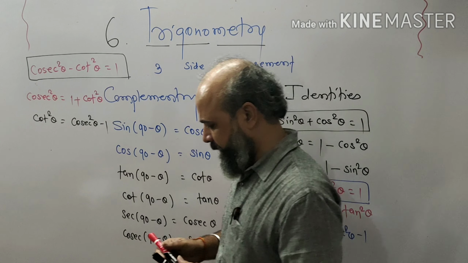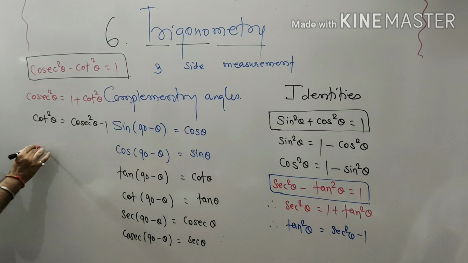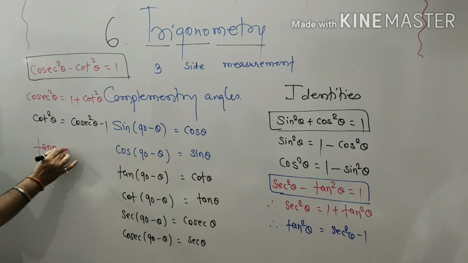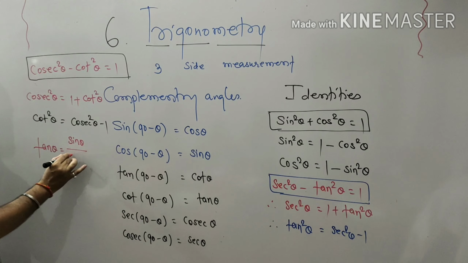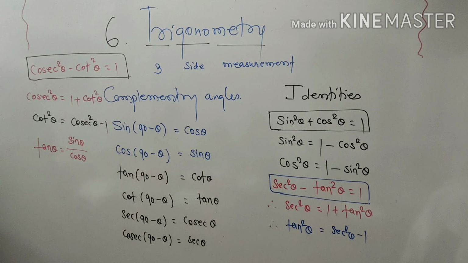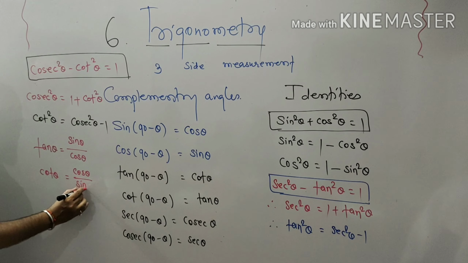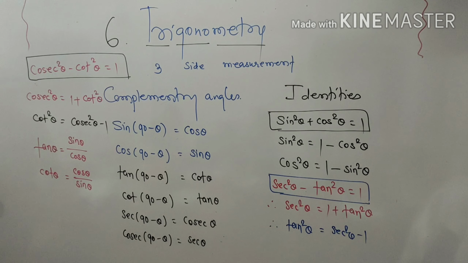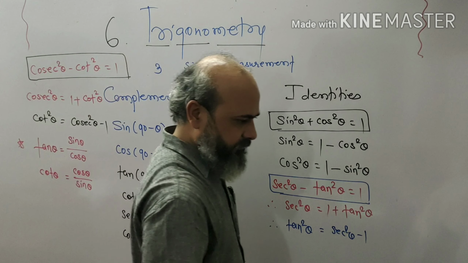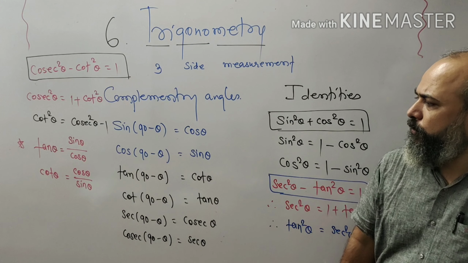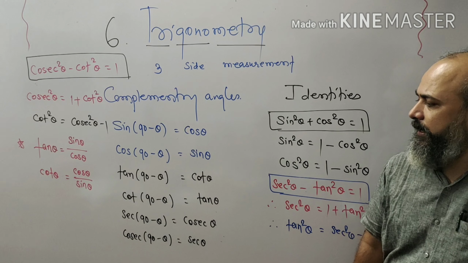Clear? Now student, remember one more thing. Tan theta can be written as sin theta upon cos theta, and cot theta can be written as the opposite of this, that is cos theta upon sin theta. Clear? This is again very important, you have to use it somewhere. Tan theta is equal to sin theta upon cos theta, and cot theta is equal to cos theta upon sin theta.